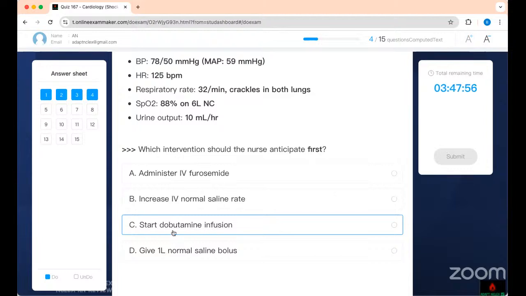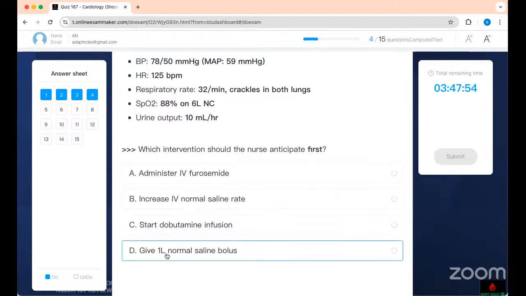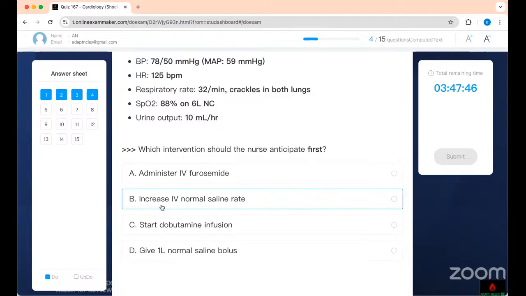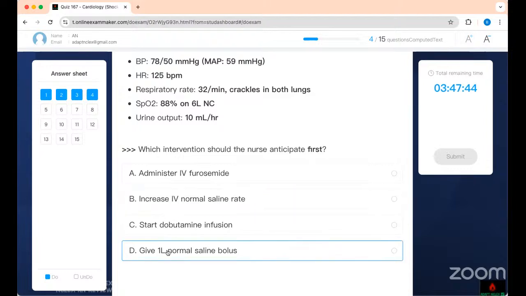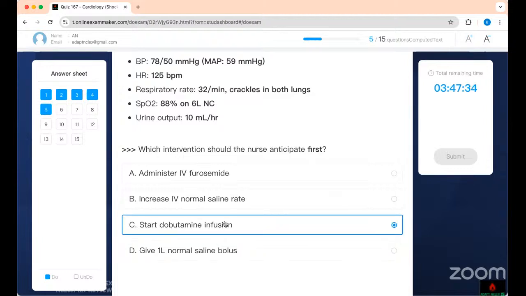So what do you want to do? Start dobutamine or give them a normal saline bolus. IV fluid in cardiogenic shock is going to hurt the patient. So B and D are gone. Furosemide will get rid of the fluid and help with the pulmonary edema, but it does not solve the problem. So you need dobutamine to squeeze the heart because it's a cardiogenic shock.